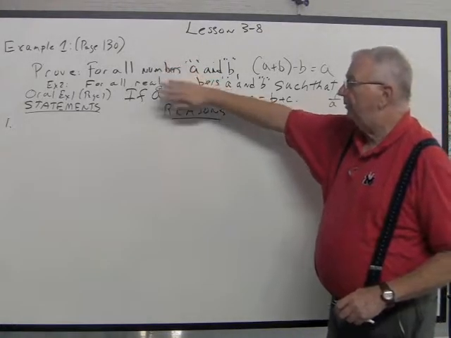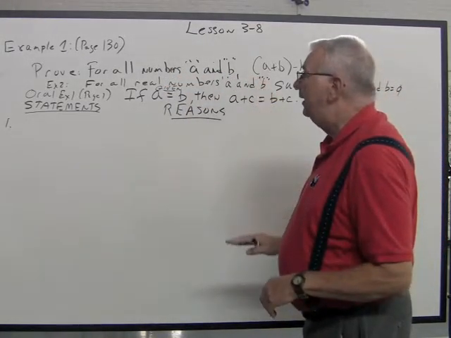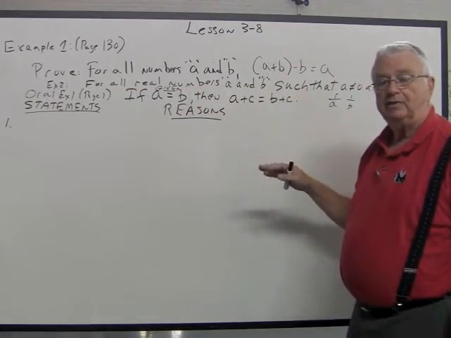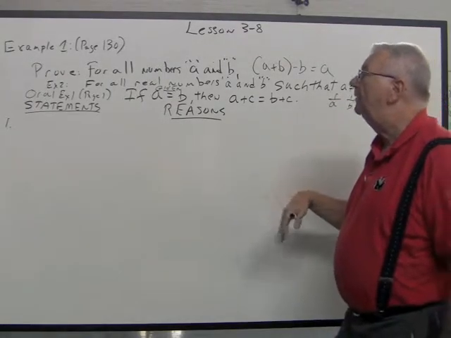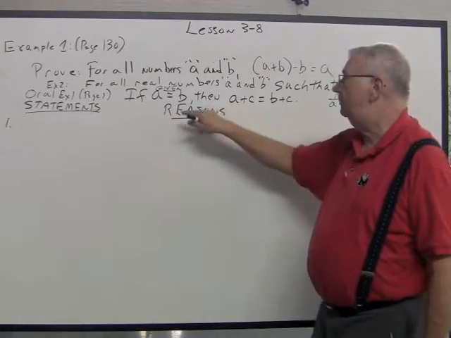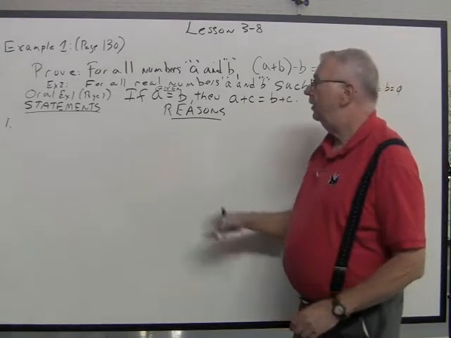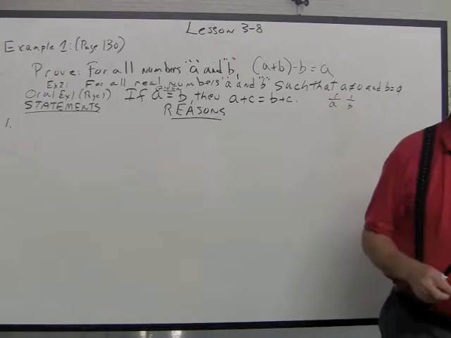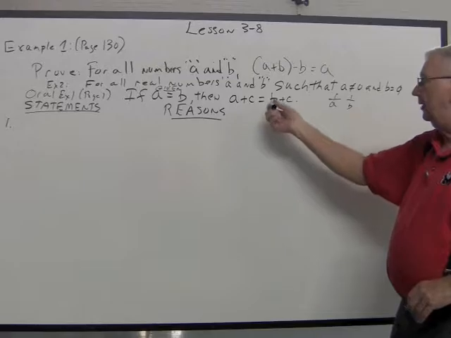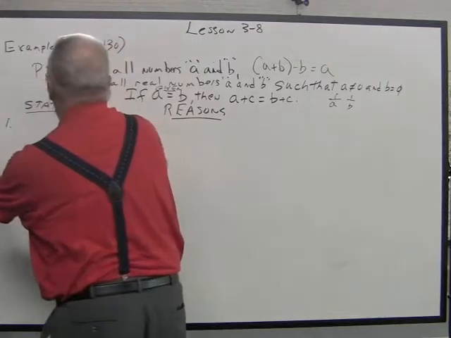So you can see that proofs can come in different formats. One had for all numbers a and b, the other one has for all real numbers a and b such that a is not equal to 0 and b is not equal to 0. And then they also can come in the format of if-then statements. If this is true, then this should be true, right? So if a equals b, then that becomes our given. Then we're trying to show that this follows from that. All right, so those are different ways it can be shown.